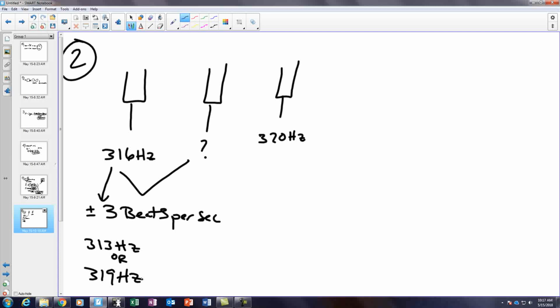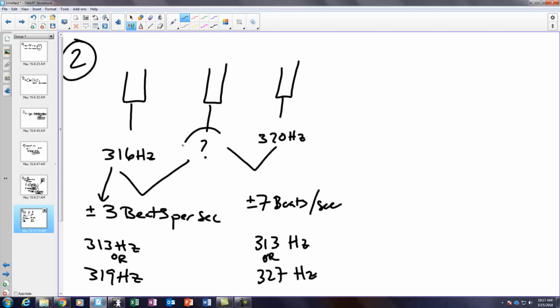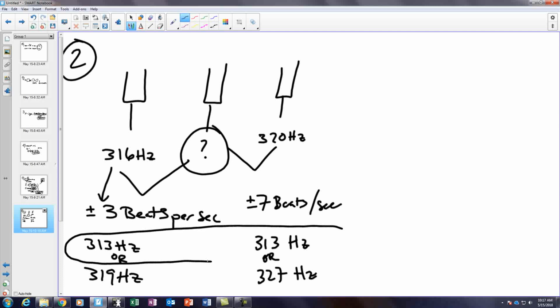And so this is that explanation of, well, you'd have to do this. And then you would want to go and do this. So you'd be explaining the whole process. Now if I did these two together, and let's say that I had 7 beats per second, or 7 hertz for a beat frequency, that would mean that it's either 313 or 327. Now, what would the unknown frequency have to be? It'd have to be 313 because it's the only one that answers both with the same answer.